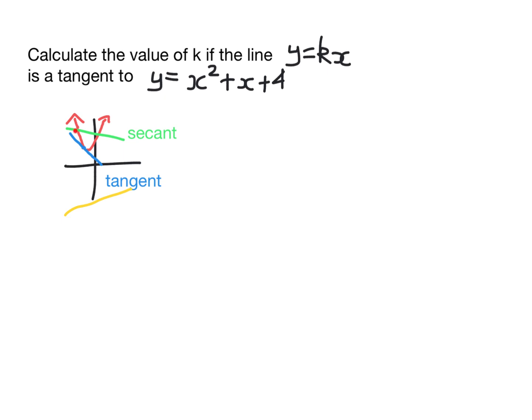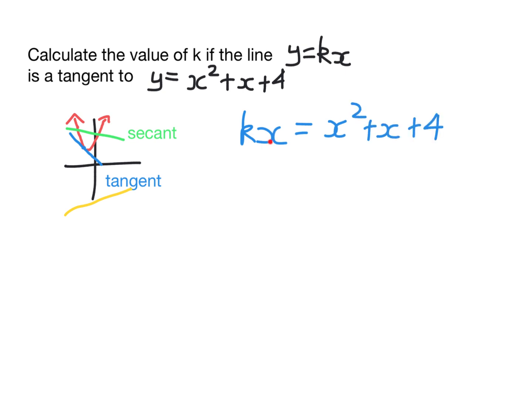So how we calculate these intersection points, we simply equate the line and the parabola, because they must have the same x and y values at the point at which they intersect. So this question is telling us calculate the value of k if this line is a tangent to this parabola. If the line is a tangent to the parabola, it means they intersect once and only once. The way you calculate the point of intersection is you equate the line, which is kx, with the parabola, x squared plus x plus 4.